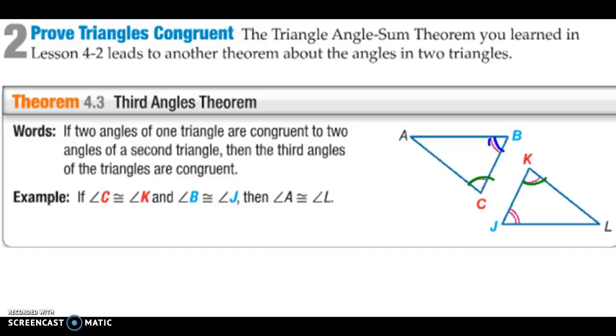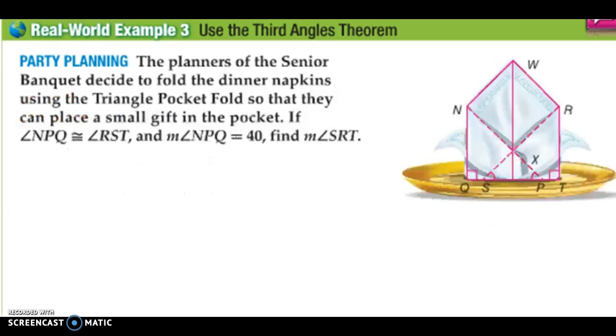We have angle B is congruent to angle J. So if you think about it, since we have the triangle sum theorem, it says that all angles in a triangle add up to 180. If this one is equal to this one, and this one is equal to this one, then obviously the third one is going to have to be congruent to each other. So that would say that angle A is congruent to angle L.